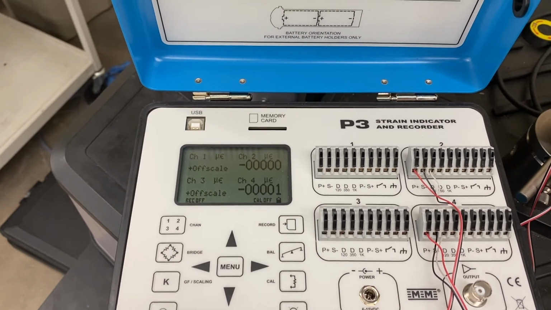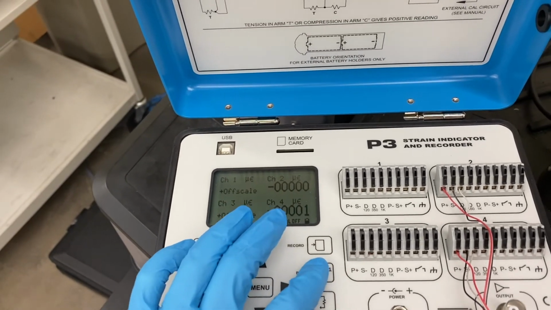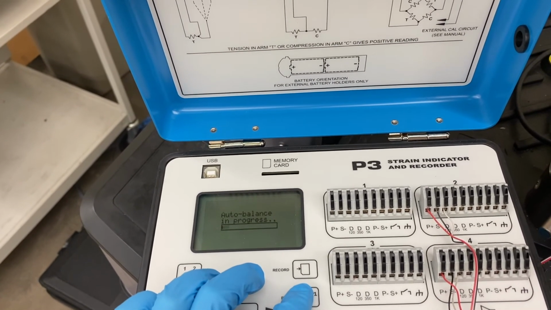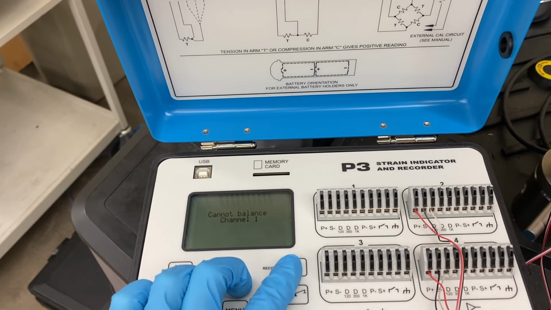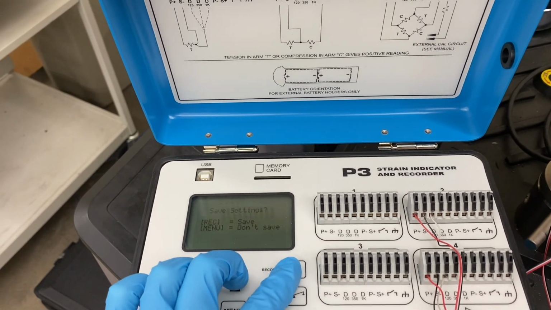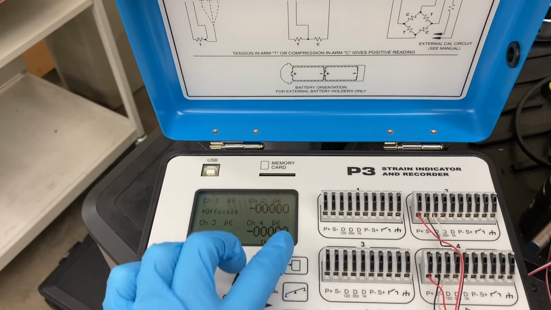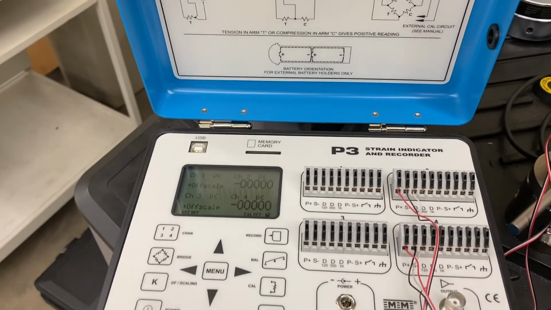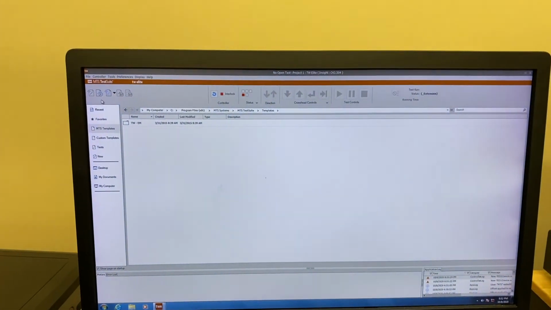You'll see if it doesn't read all zeros at first, that's not uncommon, but we can rebalance it if we want to try and get to 0. So we'll rebalance it here. You'll see it says again that it can't balance the ones where wires are not plugged in, and if we save, we have 0 readings for both channel 2 and channel 4, for both of the sections that our strain gauges are adhered to.